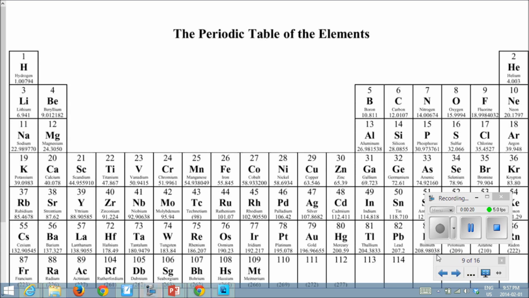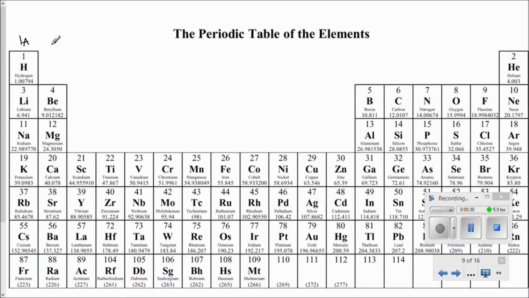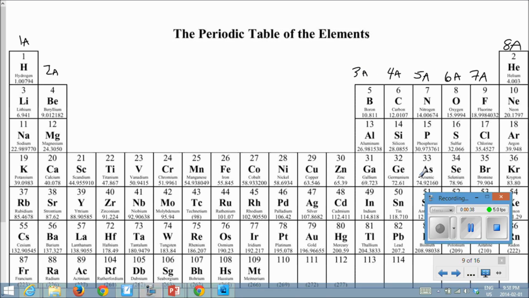To do that, we have to really understand the periodic table. The periodic table tells us a lot of interesting things. First of all, this is called group 1A. This is called group 2A. This is called group 3A, and so on. You can number all the way to 8. Now this is going to mean something specific because it has to do with the valence electrons.